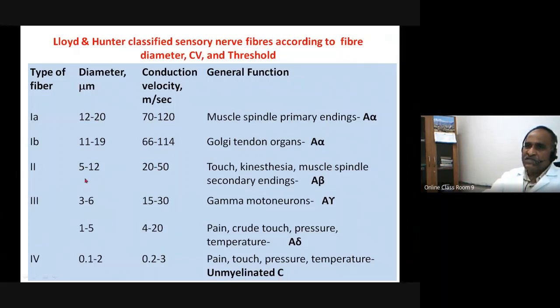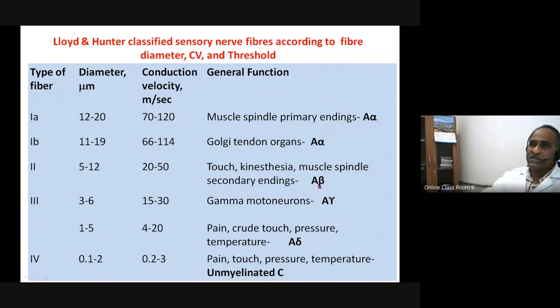Then group 2 fibers range between 5 to 12 microns. I will just say half of this, that is 10 microns here, and the conduction velocity is 20 to 50. So that means I will take 50 meters per second. They are for touch, kinesthesia, muscle spindle, especially the secondary nerve endings of the muscle spindle or group 2. And again, group 2A and B, they are coming there. These are secondary endings.